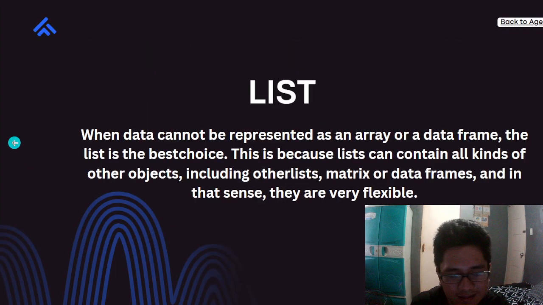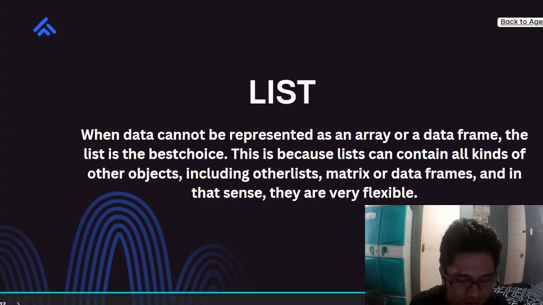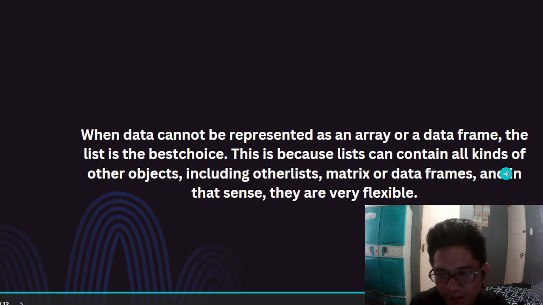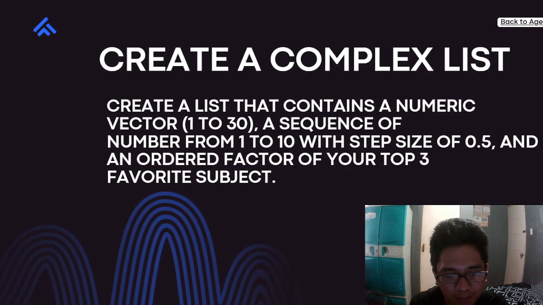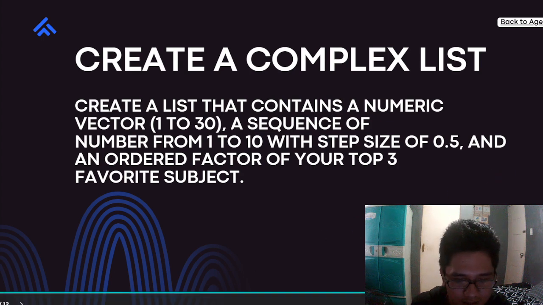Next up we'll go. Oh, it's the list. When data cannot be represented by an array or a data frame, the list is the best choice, because this list can contain all kinds of other objects, including other lists, matrix, data frame, and in that sense, lists are very flexible. To create a list, let's see the activity. Create a complex list. Create a list that contains a numeric vector of 1 to 30, a sequence of numbers from 1 to 10, and the ordered factor of your top 3 favorite subjects.